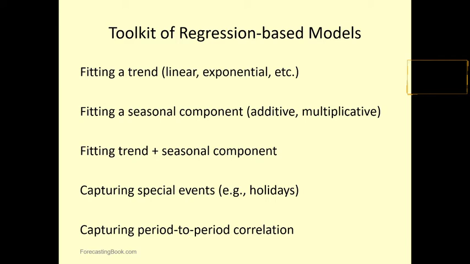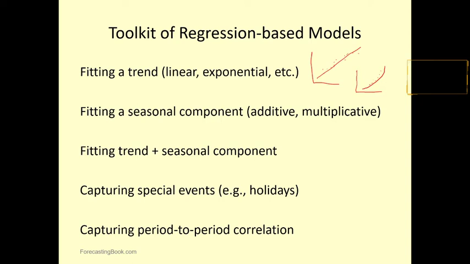All right, this is a toolkit of regression-based models. The first one is fitting a trend. A trend can be linear, something like this. Imagine that this is a straight line, but it can be exponential. An exponential, as you remember from my previous video, is something like this. And it can be quadratic. So remember my previous video about quadratic and cubic equations.